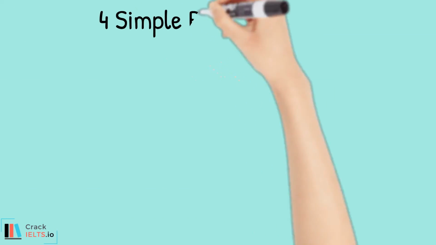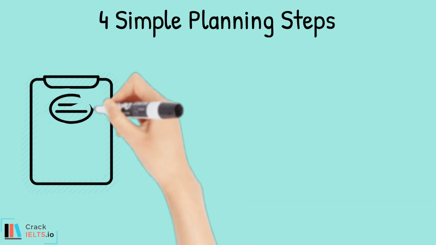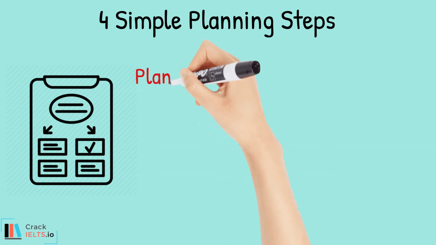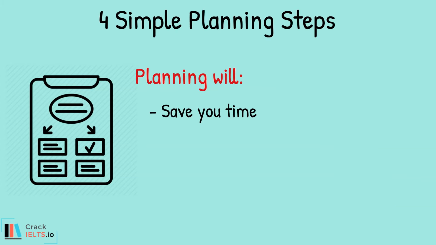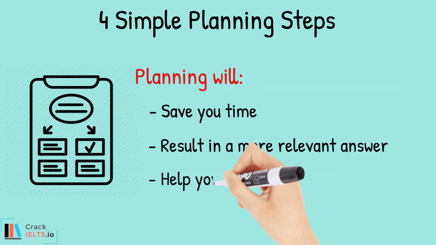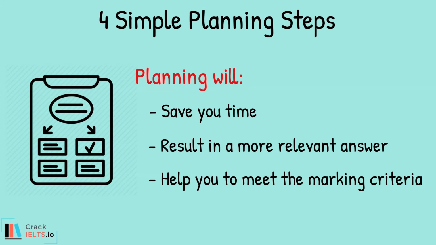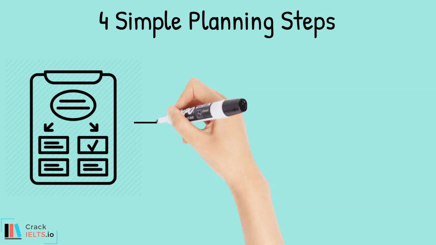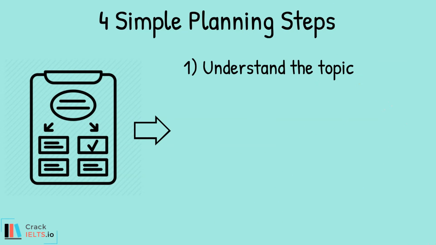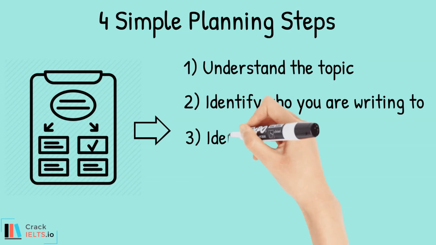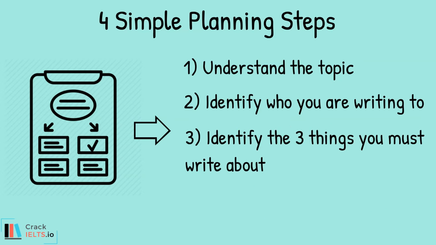Next, let's look at the 4 simple planning steps. You must plan your letter before you begin writing. Planning will save you time, result in a more relevant answer, and help you to meet the marking criteria. There are 4 steps to writing a high-scoring formal IELTS letter. Understand the topic, identify who you are writing to, identify the 3 things you must write about, and generate ideas. Once we have completed this quick and simple process, we'll be ready to write a sample letter.